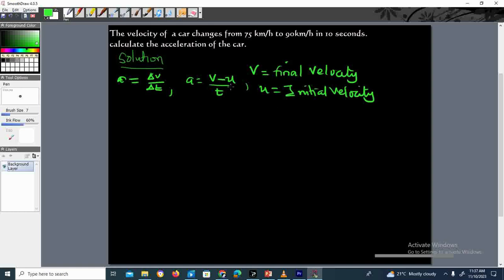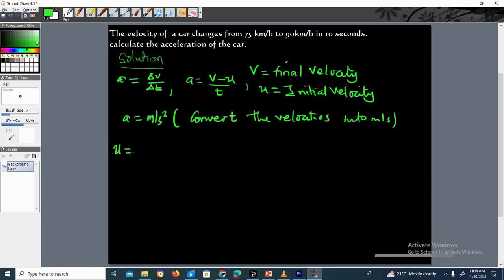T is the time taken for the velocity to change from initial to final velocity. So now, I said acceleration in most cases is given in meters per square second. So we have to convert the velocities into meters per second. So we start with the initial velocity u, which is 75 kilometers per hour.